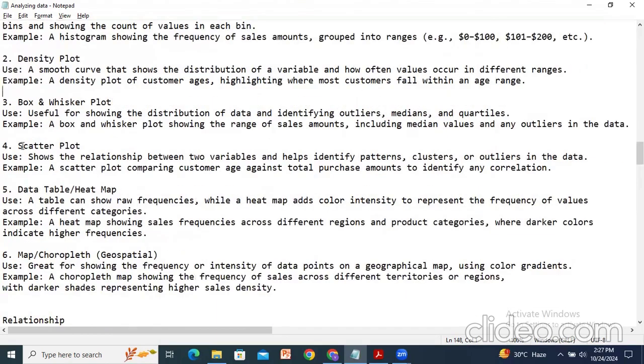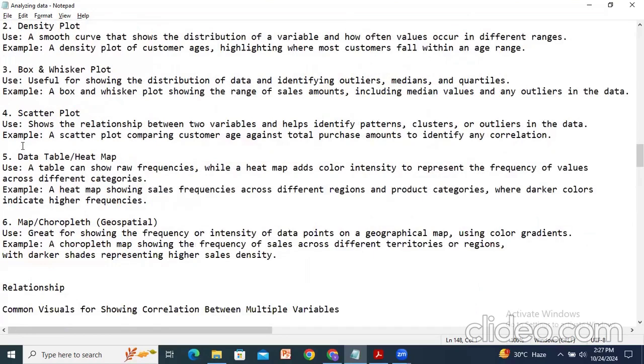Next, scatter plot. For example, comparing the customer age against total purchase amounts to identify any correlation. Then data table or heat map, and map, geospatial, this one is a map. So we will go with the frequency of sales across different territories or regions, etc.